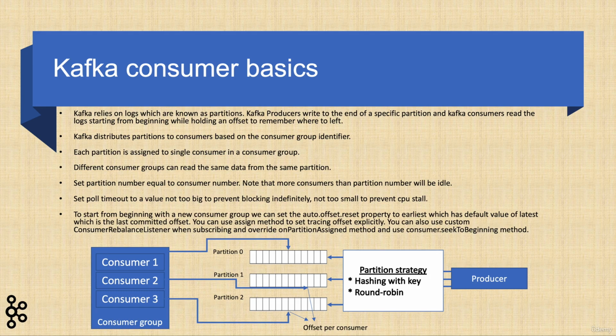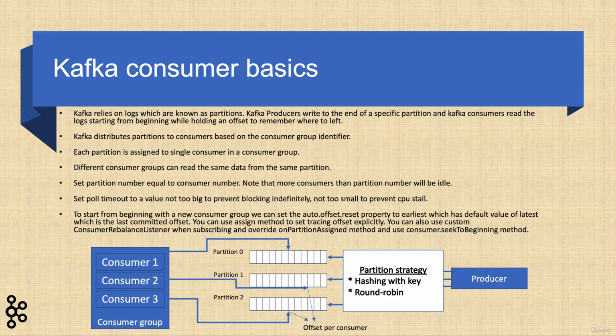You can use the assign method to set the tracing offset explicitly. You can also use a custom consumer rebalance listener when subscribing, override the on partition assign method, and then use the consumer seek to beginning method. Here we see the diagram of a Kafka consumer.